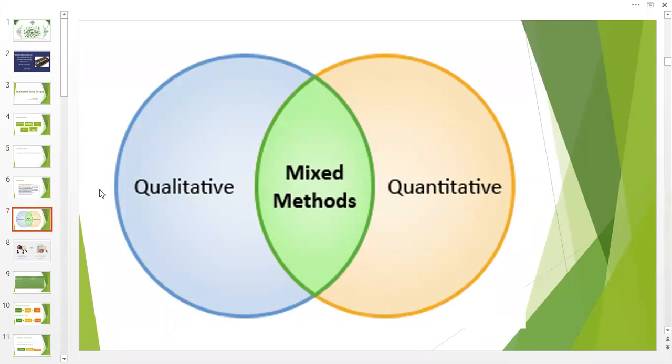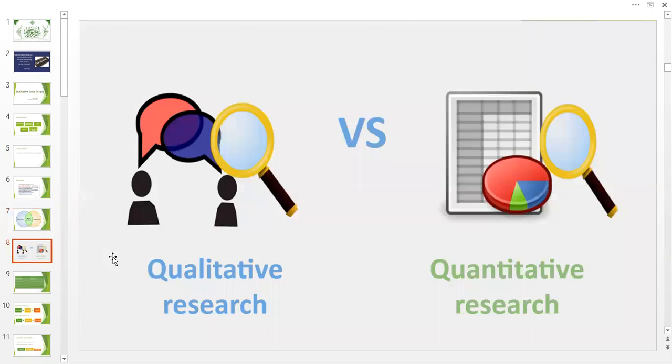This is a Venn diagram showing that research can be qualitative or quantitative. And there can be some studies which include both the components of qualitative and quantitative studies, and these are also known as mixed methods. Now, in qualitative research, data is collected and observations are given as descriptions, whereas in quantitative research, data is collected in form of numbers and counts.